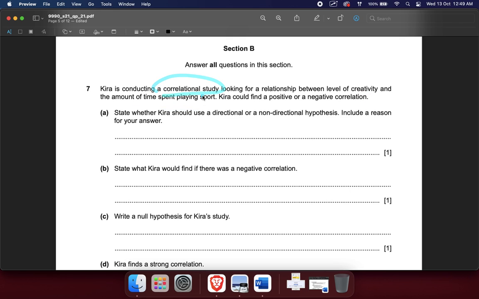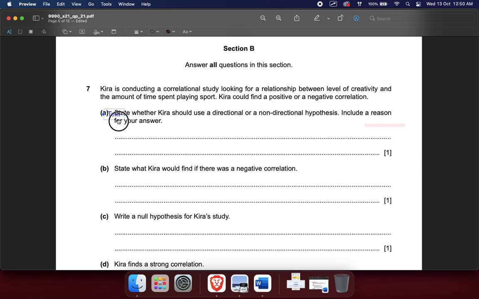Is there a relationship? Now, it also says Kira could find a positive or negative correlation. So we're not sure what she's going to find. She could find either one, right? State whether Kira should use a directional or non-directional hypothesis. Include a reason for your answer. Okay, this is one of the rare times where for a 1-mark question, they ask for a reason, unfortunately. Usually for a 1-mark question, you just need to state the answer. But in this case, they purposely ask for a reason, so make sure you give one. Even though it's only 1 mark, in my opinion, it should be 2 because you're giving the reason.